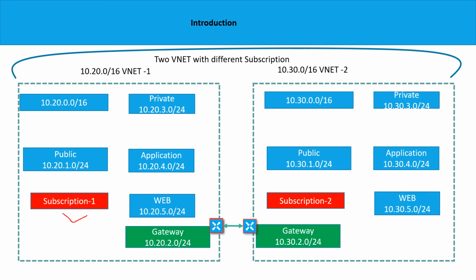This is the third scenario. You have two subscriptions. In one subscription, I have provisioned VNet 1, and in my second subscription, I provision VNet 2. Even though there is going to be some authentication, VNet to VNet peering can also be established.